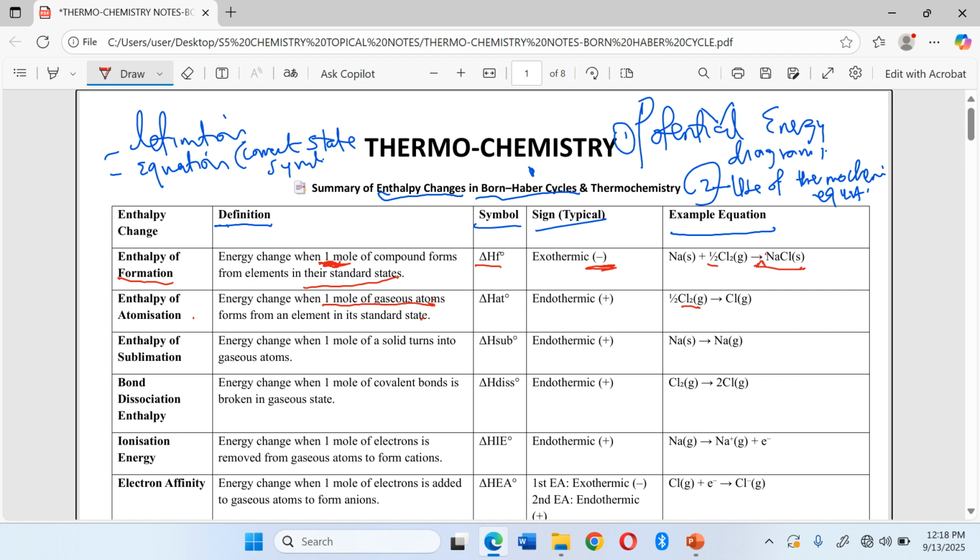We can even talk about enthalpy of atomization of sodium. Sodium exists as a solid.